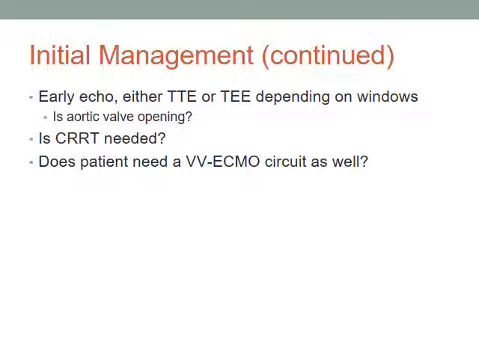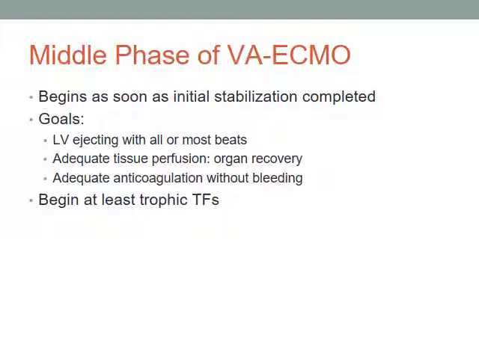Do you need dialysis? If so, it'll always be CRRT. And does the patient need a VV ECMO circuit in addition? Another important question. The middle phase begins as soon as you've got this patient stabilized. And the goal is to have the LV ejecting with most or all beats, adequate tissue perfusion, try to get organ recovery, adequate anticoagulation without bleeding, start at least trophic tube feedings, do all the basic stuff to keep this patient alive.